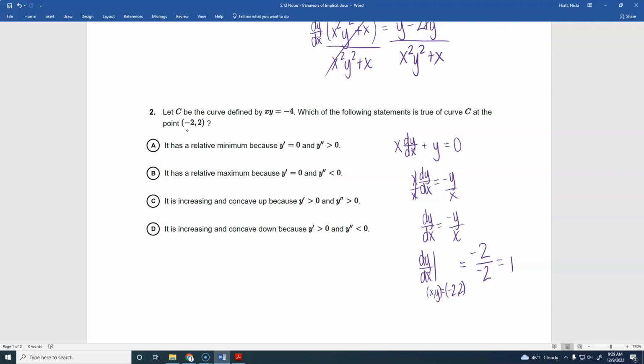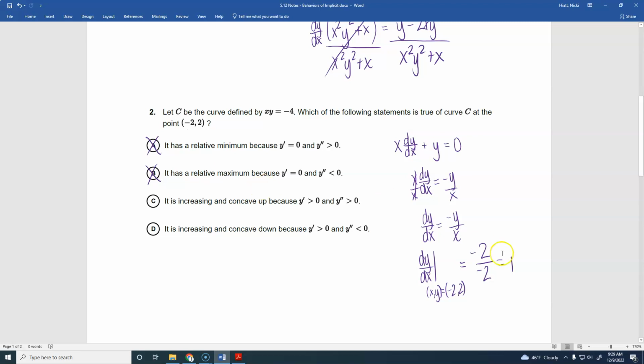That's going to rule out a couple options here. What answer choices are gone? A and B. So we're actually not using second derivative tests because there is not a maximum or minimum point here because we don't have the derivative equal to 0.